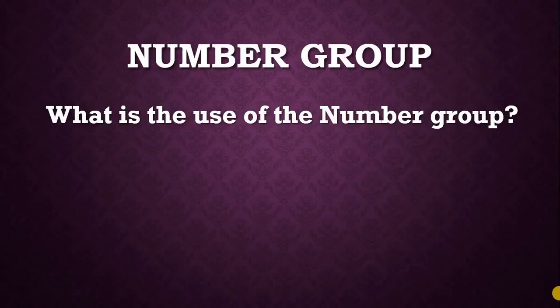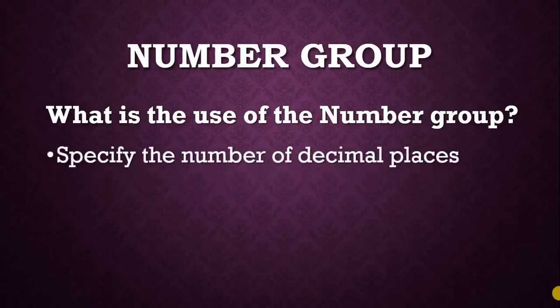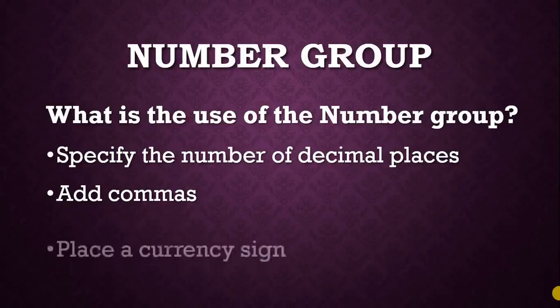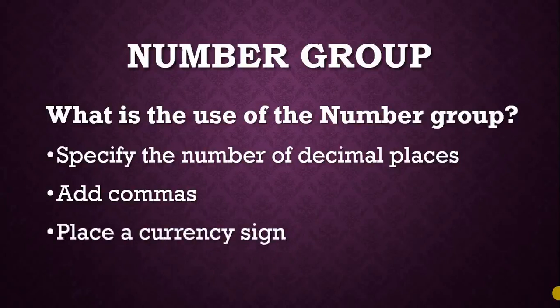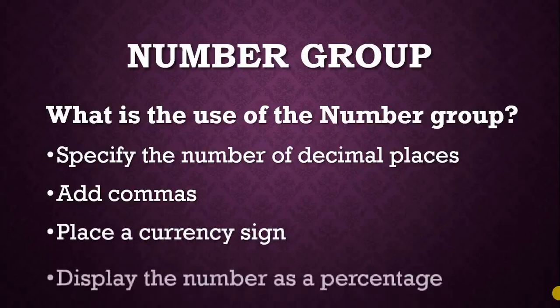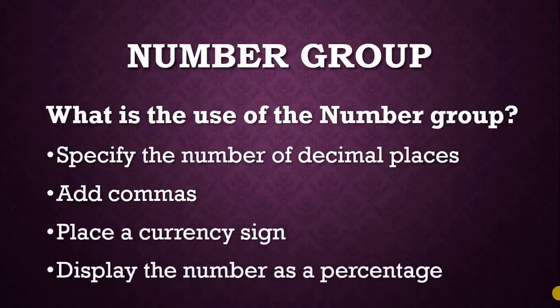In the number group, there are various options to format the numbers. We can specify the number of decimal places. We can add commas to separate long numbers into thousands. We can place a currency sign in front of the number and we can display the number as a percentage. Come on, let's learn the options present in the number group.